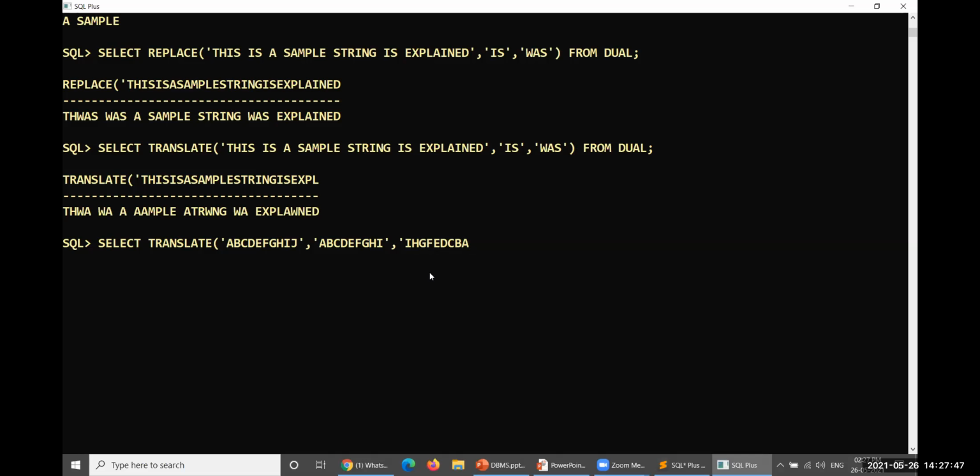B, A. Okay, from the given, look at this. You have given A, B, C, D, F, G, H, I, J. So the same, J has been missed here. Instead of A, J will be taken. Instead of B, I will be taken. Instead of C, H will be taken.